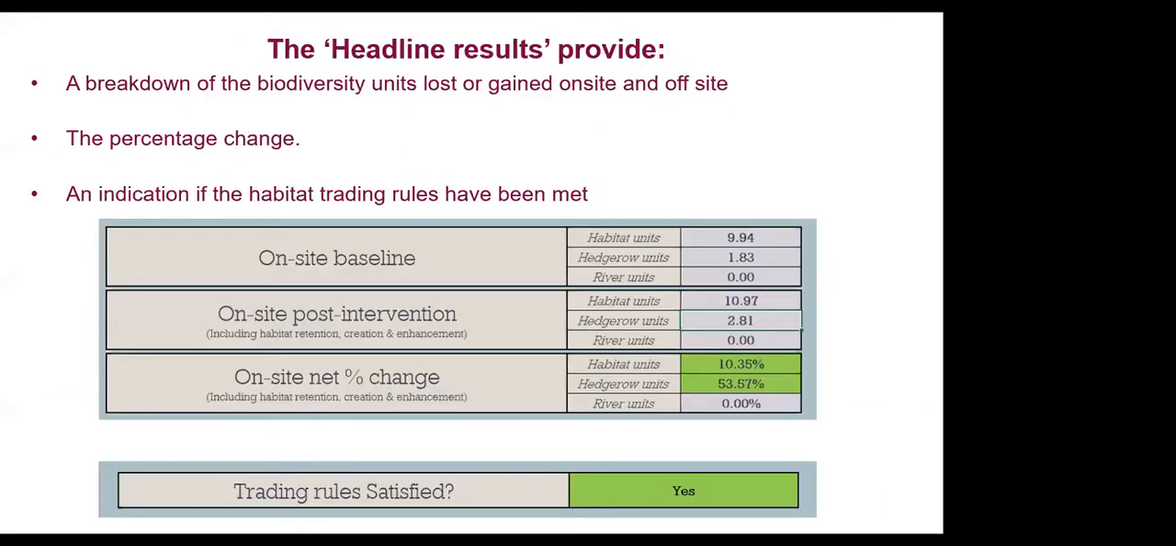So as I said, the main headline results is just literally a snapshot of what's going on. You'll see there that the main habitat units are presented differently from the hedgerow and river units, and it's important again to keep those separate and make sure, if somebody is using a different metric, that they're presenting those separately as well. And it also just gives you a sense of whether the trading rules have been satisfied. It doesn't give you any detail around what's actually happening, but it just lets you know that the trading rules are satisfied or otherwise.